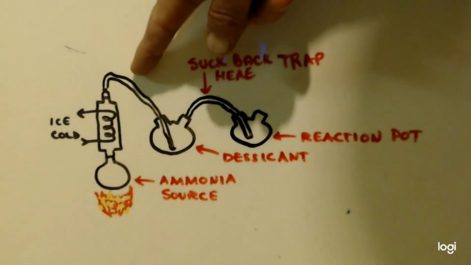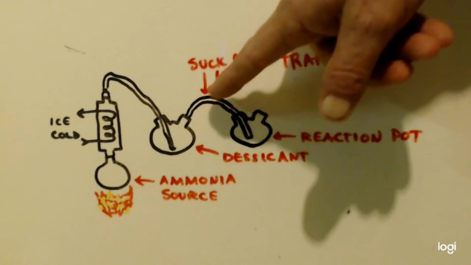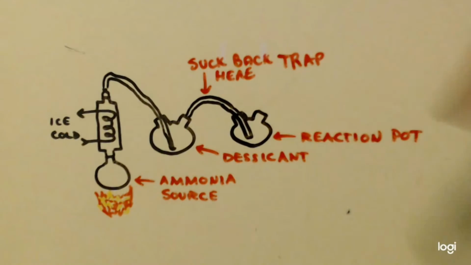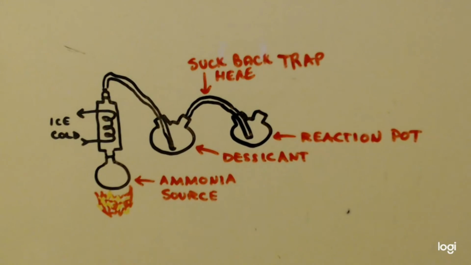At this point it'll be wet or moist ammonia. Send it through your desiccant. Now you have dry ammonia and you can send it right into your reaction. Keep in mind, you should have a suck back trap right there. But it's that simple to make it anhydrous. And if you don't have that soap in there, you can really reflux it and not have to deal with even distilling anything.